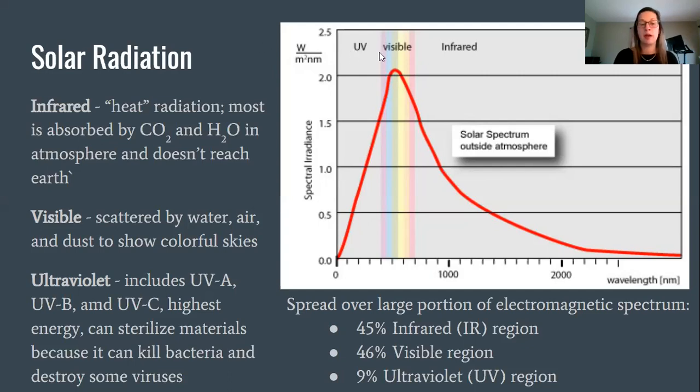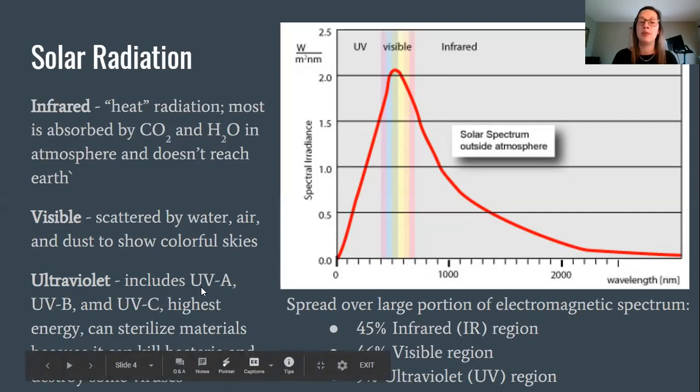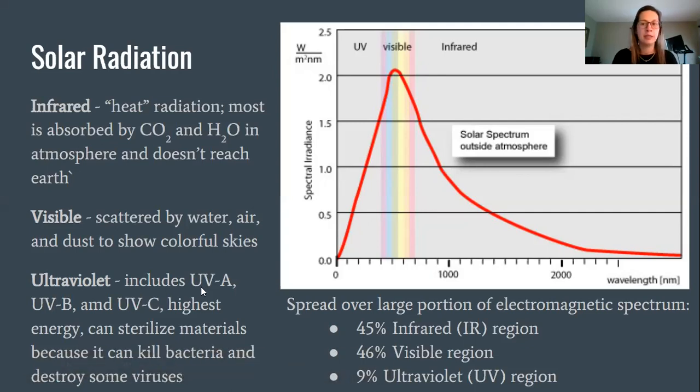This is the part that we worry about a lot. It includes UVA, UVB, and UVC. It's the highest energy, more frequent, more peaks. This is the highest energy for solar radiation, but not overall. We can use it to sterilize materials. It can kill bacteria, and it can even destroy some viruses. Looking at what percentage of solar radiation comes from each, 45% is from the IR, or the infrared region. 46% is from the visible region. And 9% of our solar radiation is in the UV, or the ultraviolet region.